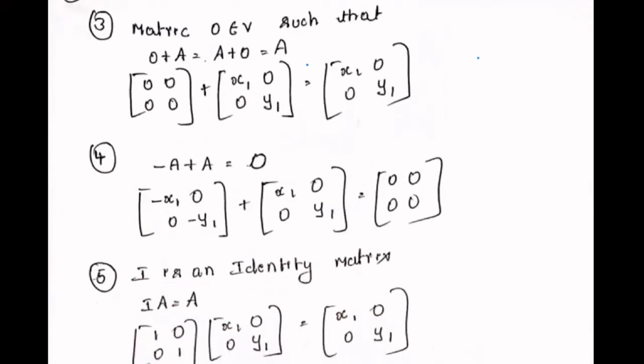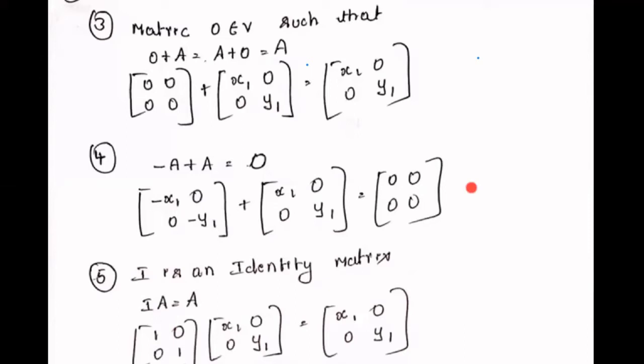So the third one is the zero vector. And as you all know, for a matrix, the zero vector is 0 0 0 0 only. You add 0 plus a, you should get a, right? The zero vector is 0 0 0 0. You're adding it with the vector a, x1 0 0 y1. What you get when you add with the 0 is x1 0 0 y1 only. So 0 plus a is a. Third is proved.